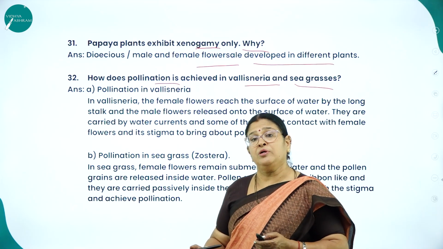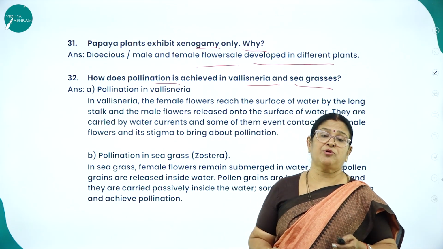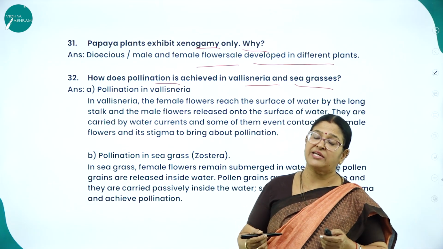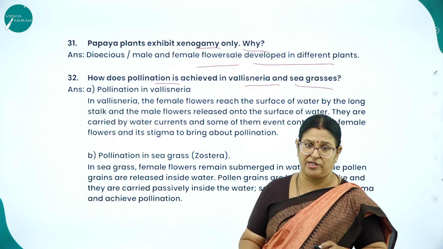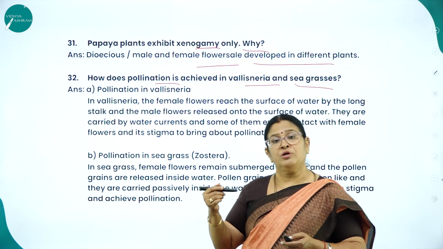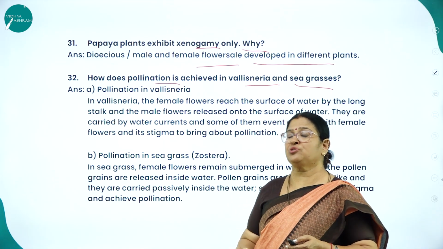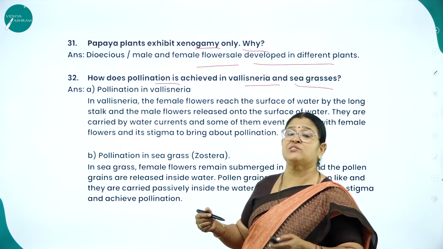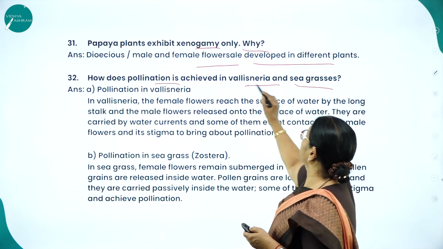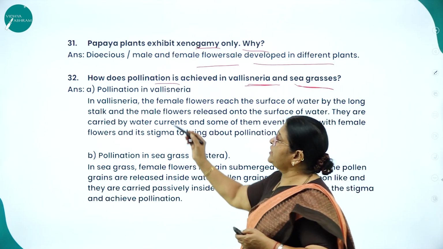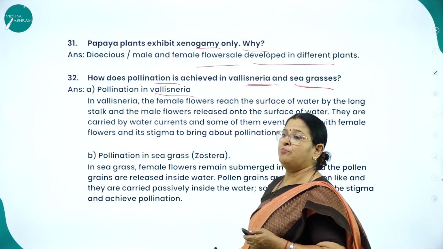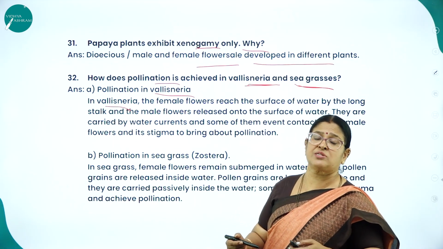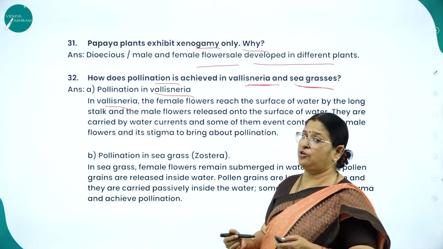So as we know, there are agents which bring about the process of pollination, and there are two such agents. One is abiotic agents, which includes wind and water. So pollination through wind is called anemophily and pollination through water is called hydrophily. So this is a question which is related to how does the process of pollination happen in Vallisneria and seagrass. So pollination in Vallisneria. So what is so typical about this plant which grows in water, a hydrophyte?